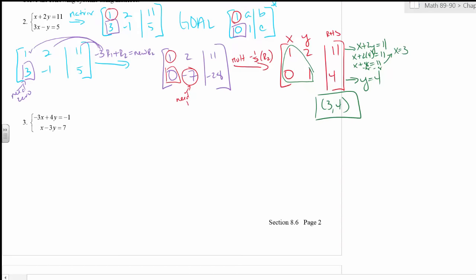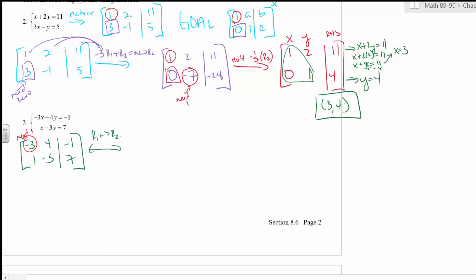So number 3. Like I said before, the first thing I want you to do is convert to matrix form. So -3, 4, -1, 1, -3, 7. Again, you need a 1 in that upper diagonal right here. We don't have a 1. But there's a 1 right below, so guess what you can do? And you usually only do this on the very first step. You can interchange R1 and R2.